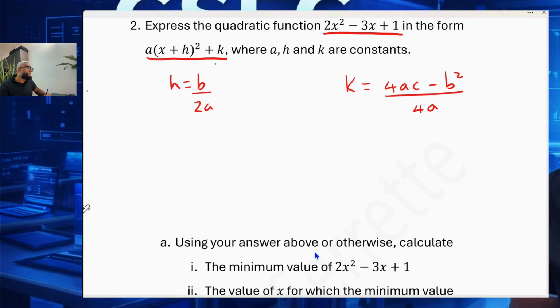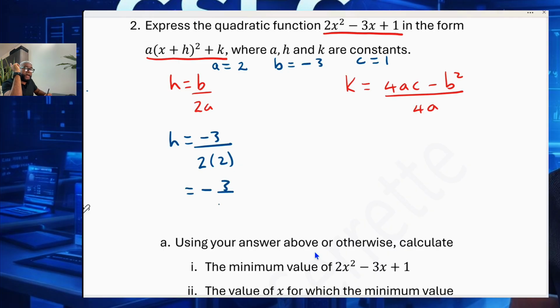So let's go. I'm going to write it above here. a will be equal to 2. b will be equal to negative 3. Not 3, negative 3. And c will be equal to 1. Everybody good there? Let's work. So h should be equal to b, which is negative 3, over 2 by 2. This will mean that h is equal to negative 3 over 4.